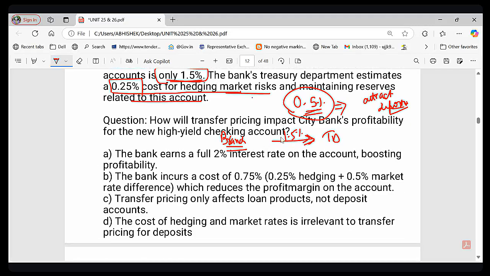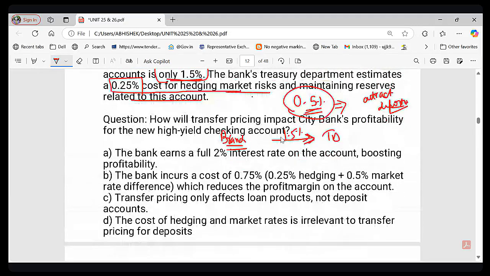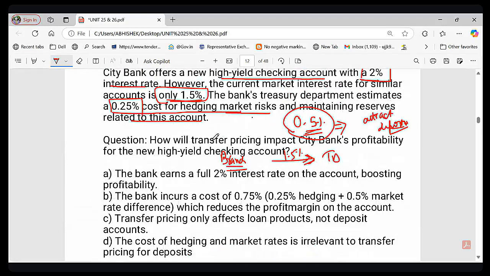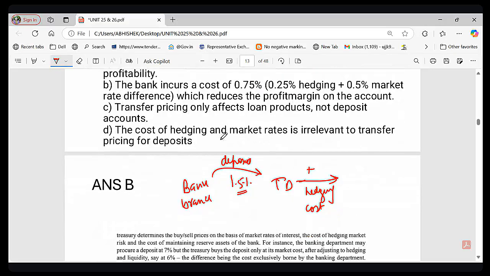So let me write it down here. Yes, B is the correct answer. Let me explain what will happen. This is the treasury department and this is the bank branch. It will buy deposits at the market rate, which is 1.5%, and it will further add the hedging cost. The hedging cost is 0.25%.